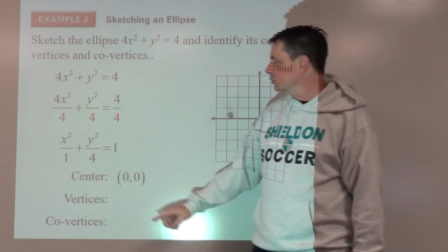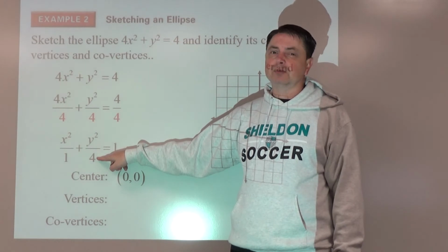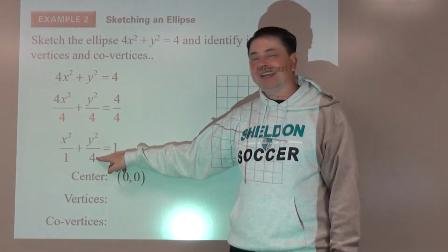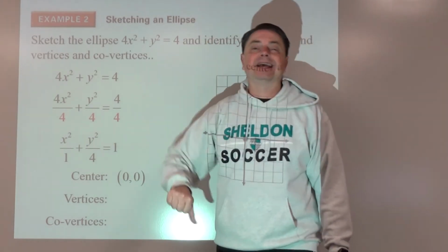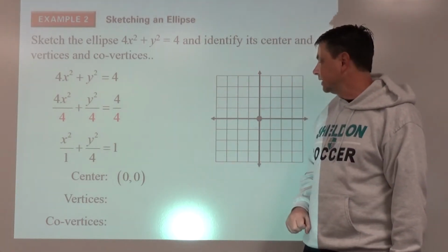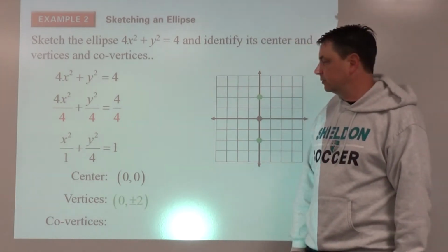The vertices, well, the vertices come from a squared, and a squared is the bigger denominator. So that's a squared, so a is 2. It came from under the y, so we're talking about up and down 2 from the center. Up 2, down 2. So our vertices are 0, negative 2.